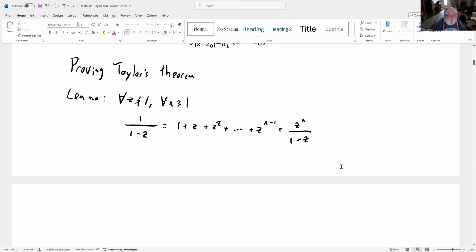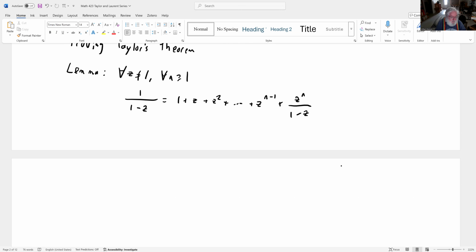What's my elevator proof? Cauchy integral formula.